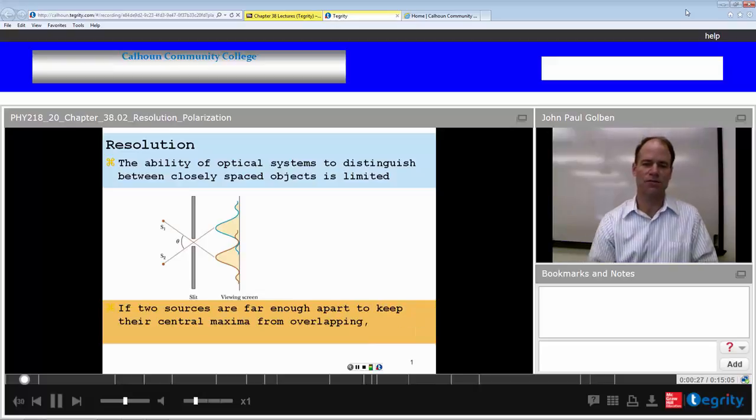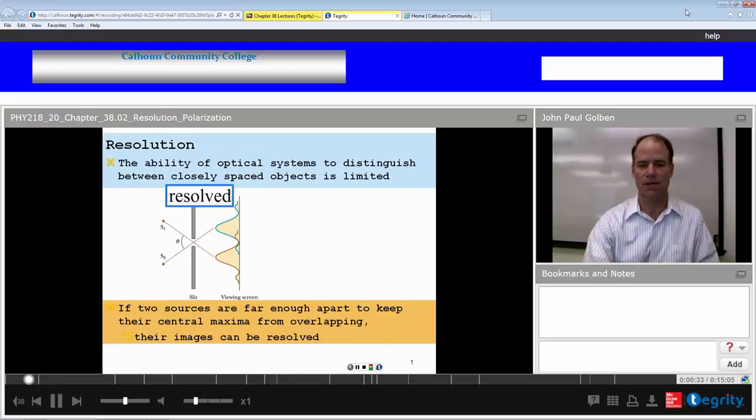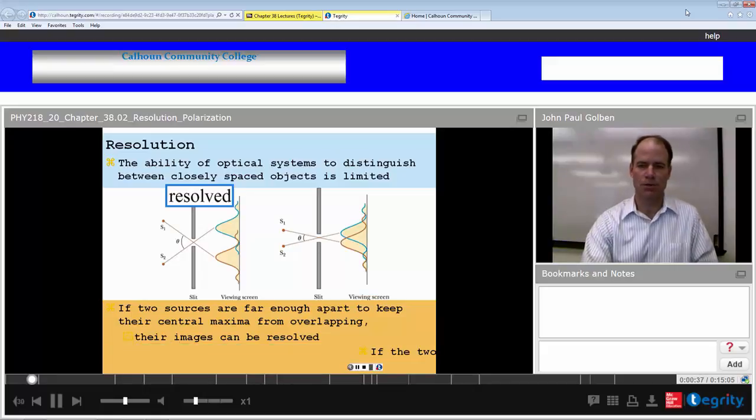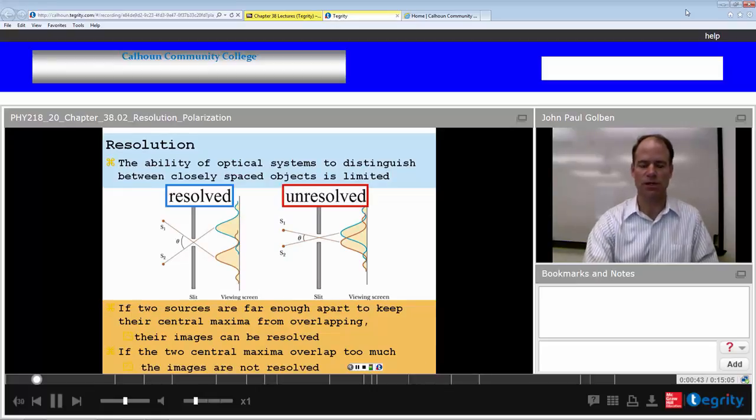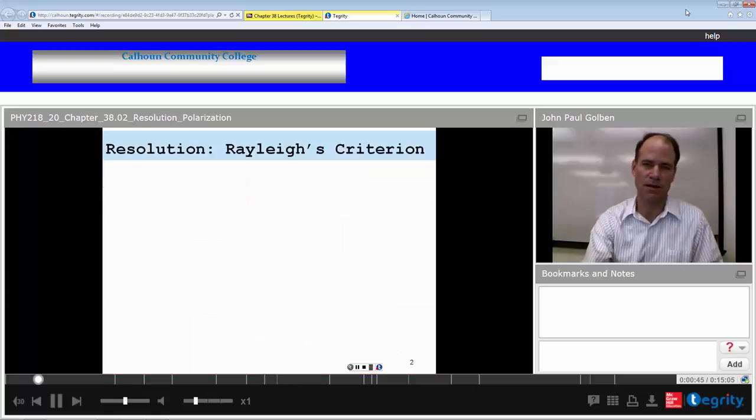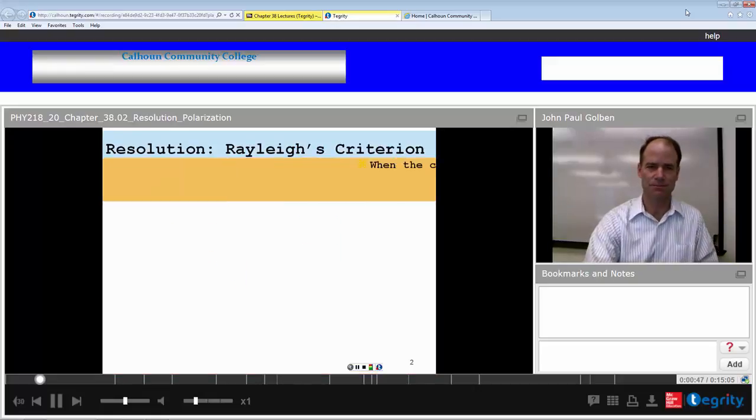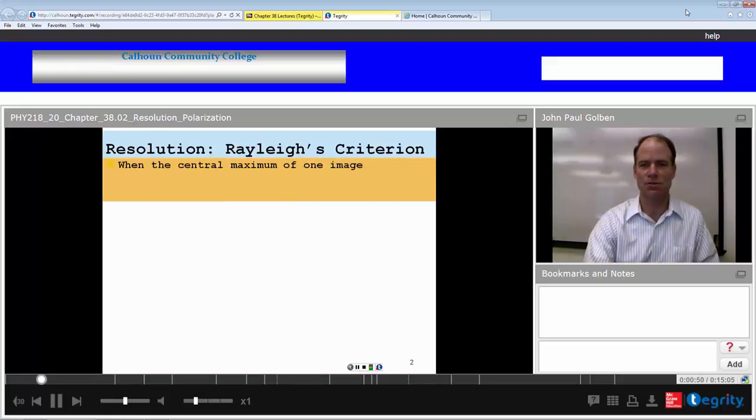The two sources are far enough away to keep their central maximum from overlapping, and we can resolve them, and so their images are said to be resolved. But if those maximum overlap too much so that we cannot distinguish between them, we say that they are unresolved. This leads to Rayleigh's criterion.